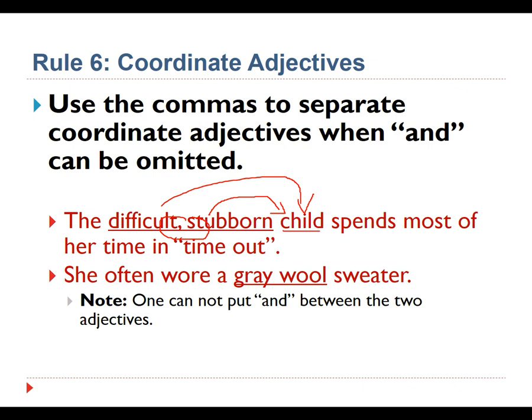Next, she often wore a gray wool sweater. In this example, I do not need a comma between gray and wool because I cannot place the word and between the two words. The word gray describes the color of the wool, and the word wool describes the material the sweater is made out of.